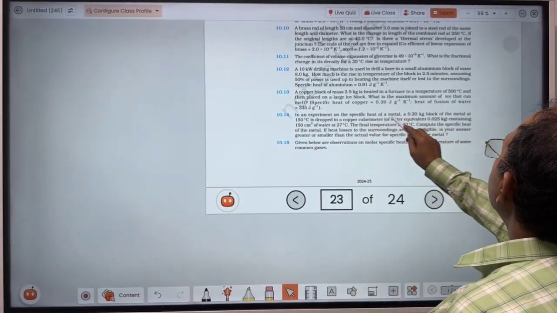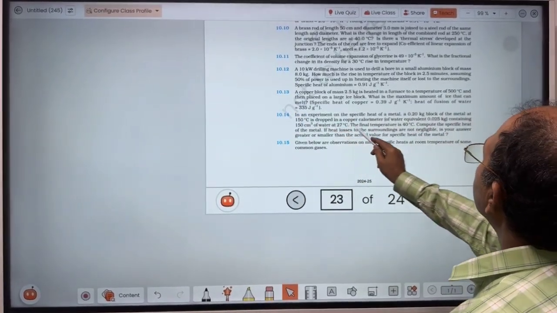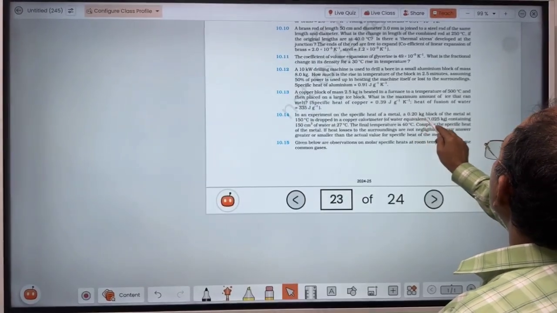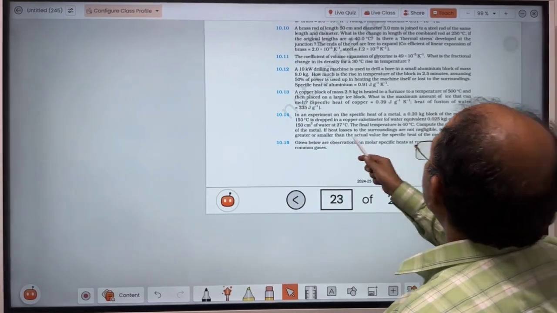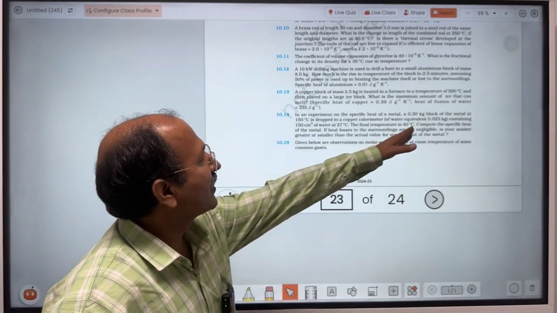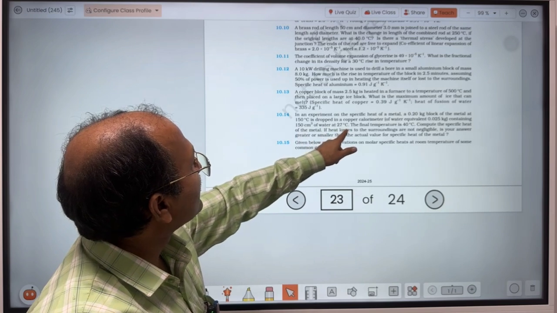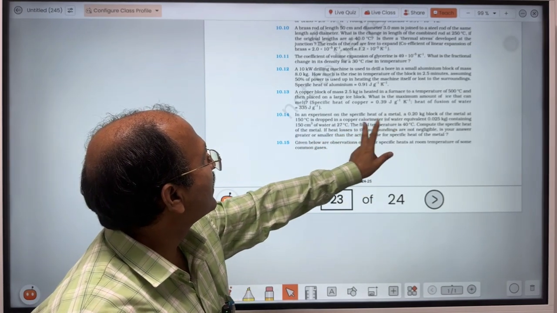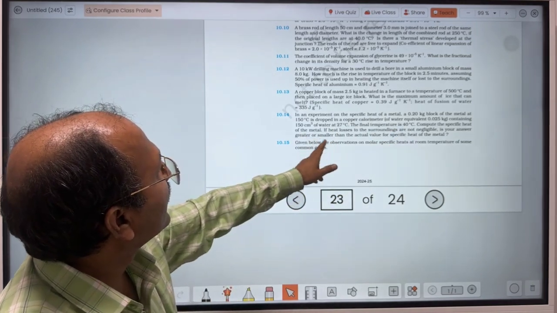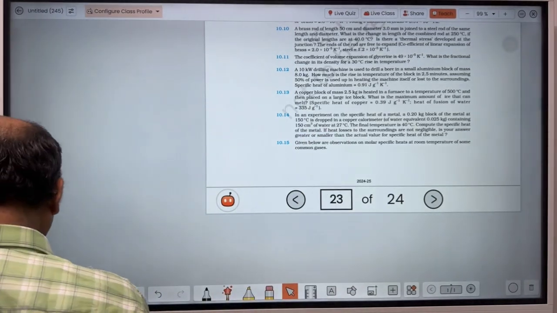Here, it's given an experiment on the specific heat of metal. A 0.2 kg block of the metal at 150 degrees is dropped in a copper calorimeter. Here, the mass of the copper calorimeter is given in terms of water equivalent, so that will make our calculation easier. This is the volume of water, given at 27 degrees centigrade, and the final temperature is this much, which means there is a gap of 13 degrees centigrade. The specific heat of metal is to be found, and heat losses to the surrounding are not negligible. In that case, what will happen? So let's analyze the question.